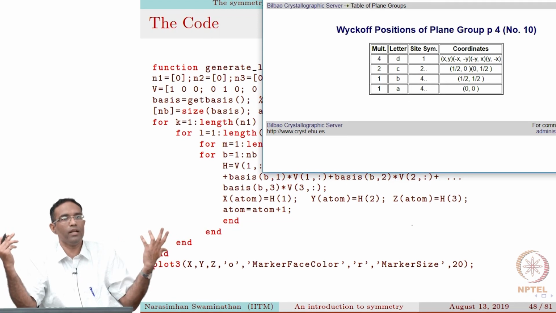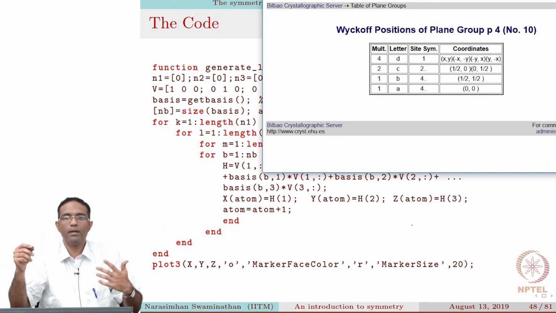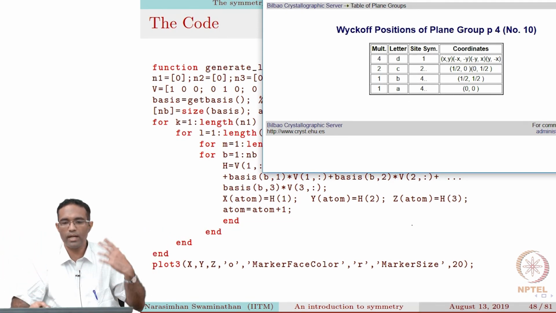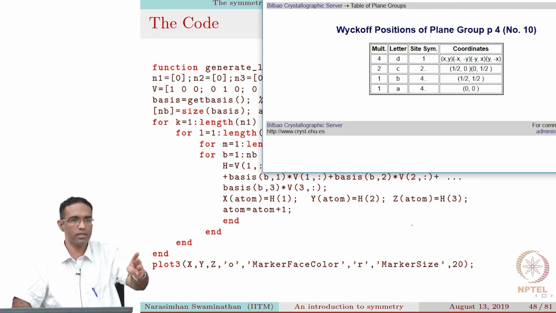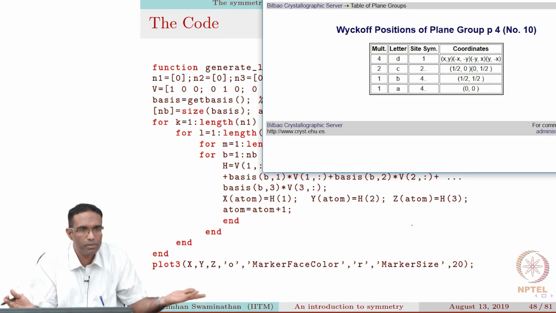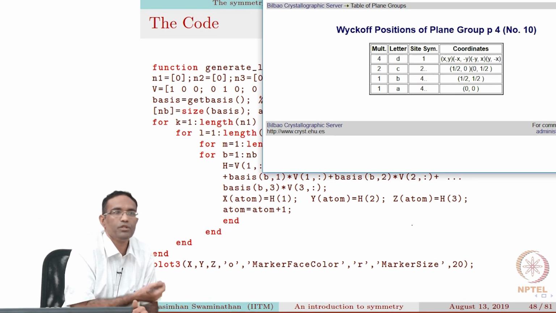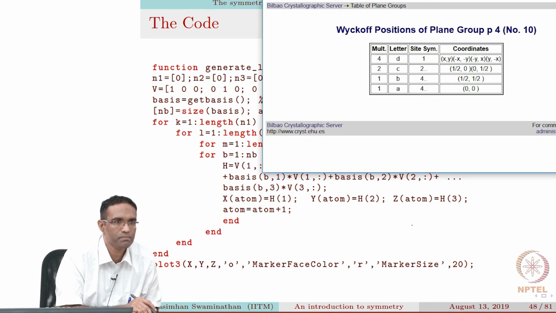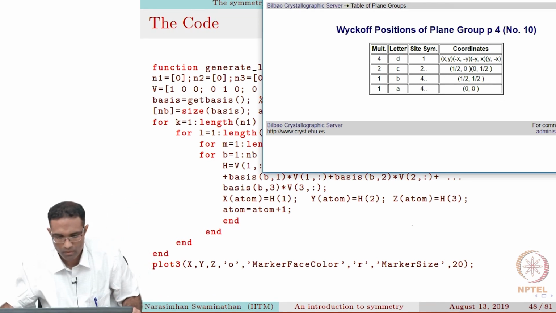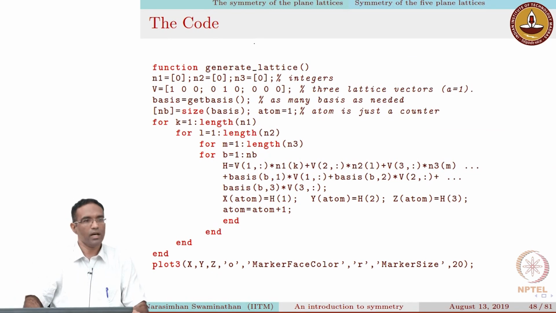So that I don't have to tell you that it is x, y, minus y. I will just tell you that there is an atom at 4D. For the P4 plane group, I will tell you there is an atom at 4D. You just look up the tables to know what 4D means, what atoms are actually present at position 4D. As simple as that. Okay. So what happens is, the code that we already looked at is going to be applicable in a straightforward manner. Okay.